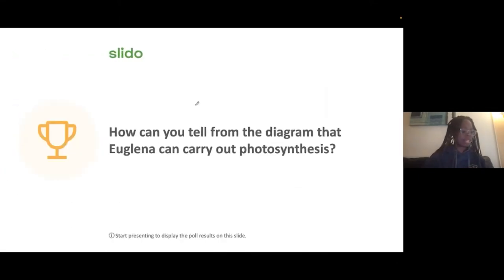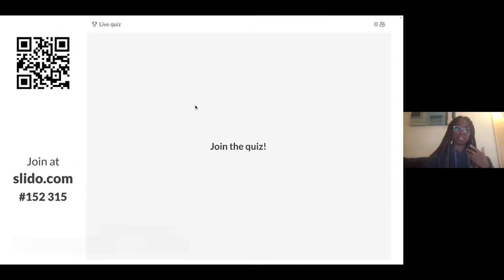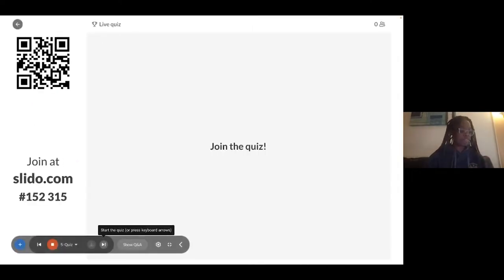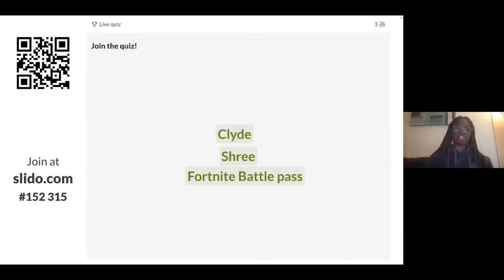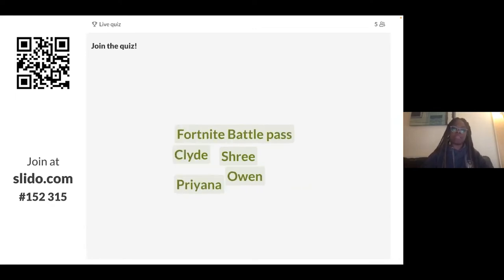So it says, how can you tell from the diagram that the euglena can carry out photosynthesis? So we have a quiz. Everybody joined the quiz. Fortnite Battle Pass, nice.